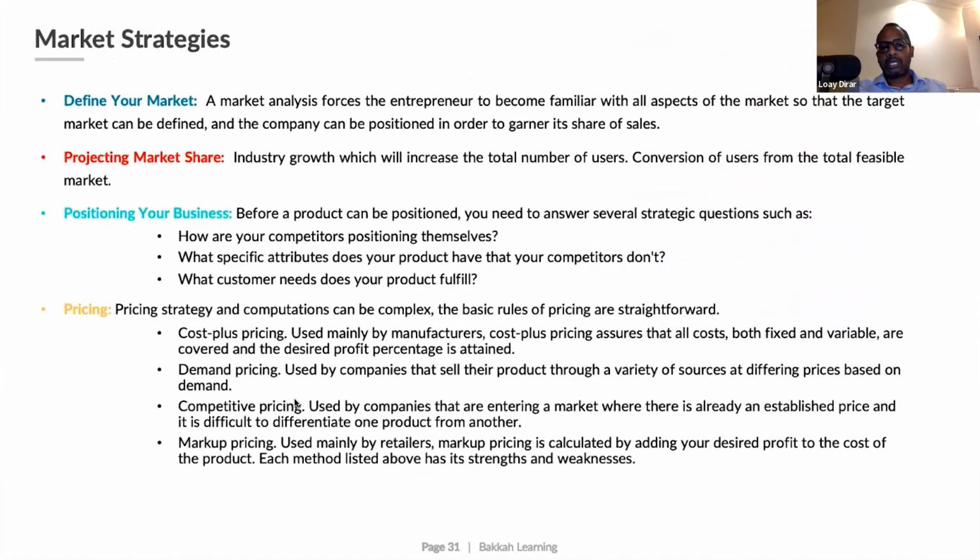Market strategies. We're still in the market strategies section. As part of your market strategies, you need to define the market clearly. Conducting a market analysis forces the entrepreneur to become familiar with all aspects of the market, so the target market can be defined and the company can be positioned in order to garner its share of sales. One of the ways to conduct the market analysis is to apply Michael Porter's 5 forces.